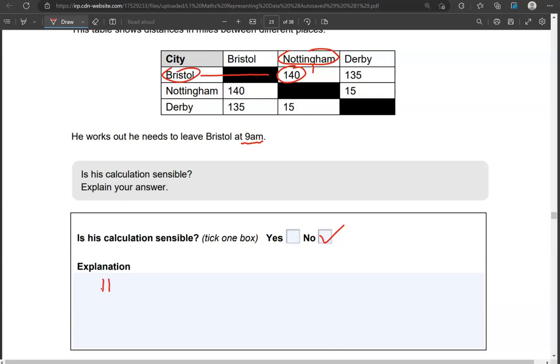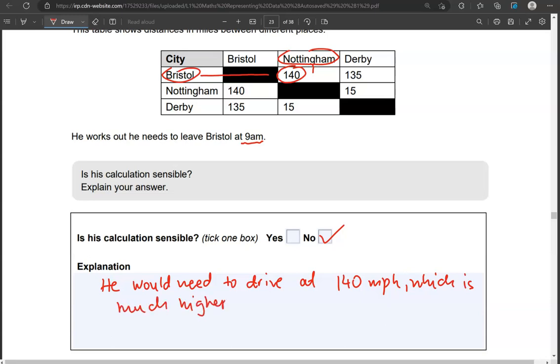So he would need to drive at 140 miles per hour, which is much higher than any speed limit, even on the motorway.